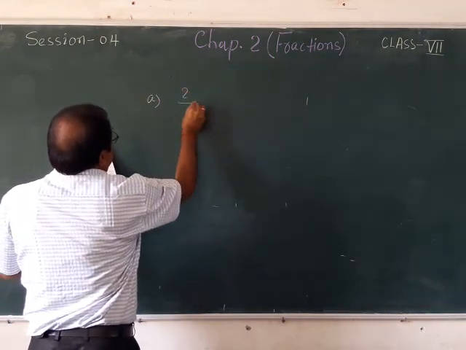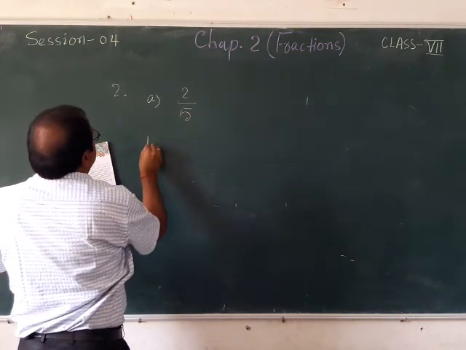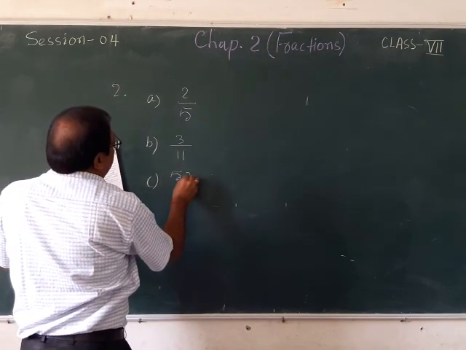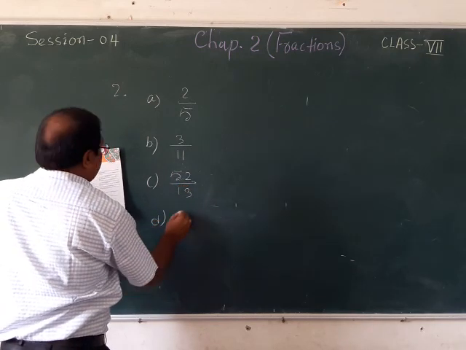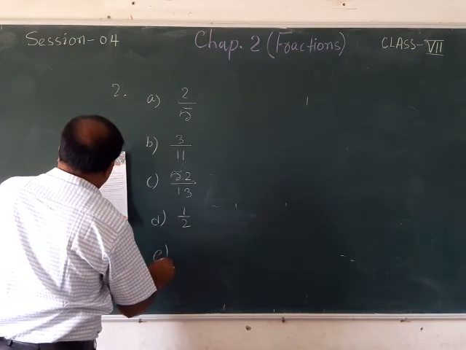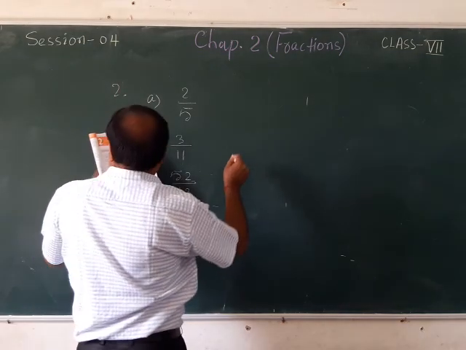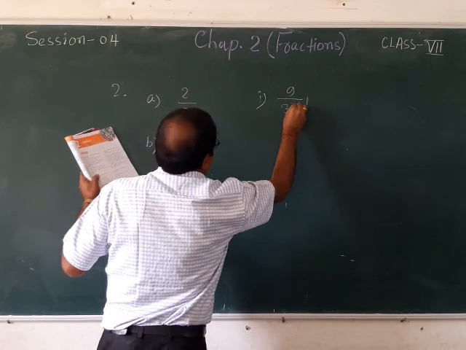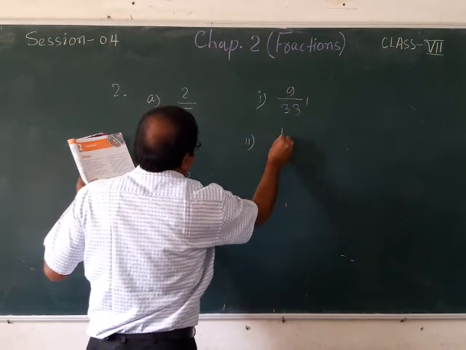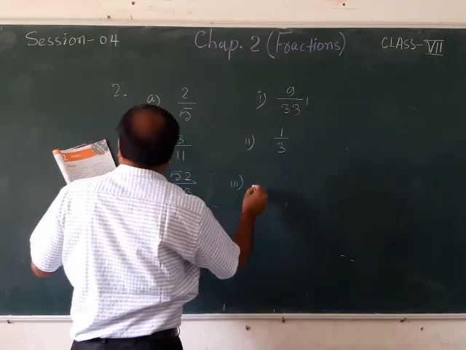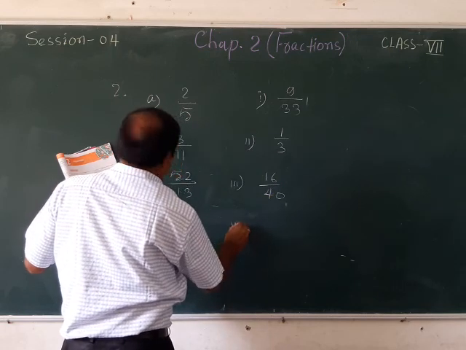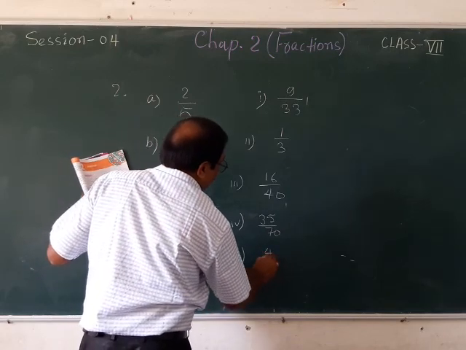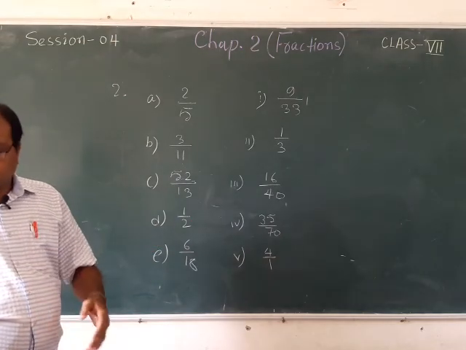Suppose first here I have 2 upon 5. This is question number 2. Then B is 3 upon 11. Then C is 52 upon 13. Then D is 1 upon 2. And then E is 6 upon 18. Now here in number 1 you have 9 upon 33. Then in the second you have 1 upon 3, and in the third you have 16 upon 40. Then in the fourth you have 35 upon 70. Then in the fifth you have 4 upon 1. So I have just copied the question which is given there.